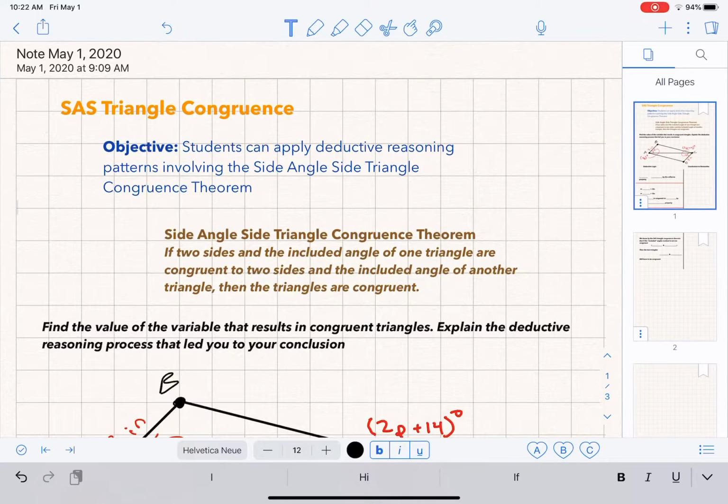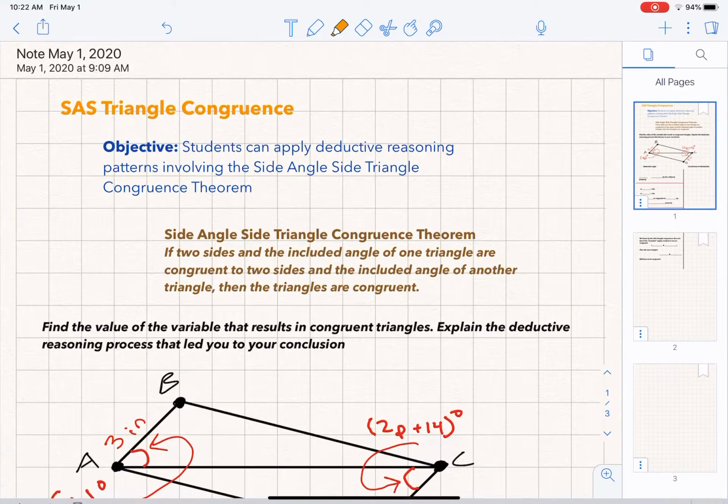Okay, bridge students, today we have the side angle side triangle congruence theorem. You can see the objective. The key words in the objective are deductive reasoning. I'm going to really emphasize the deductive reasoning patterns connected to the side angle side triangle congruence theorem.